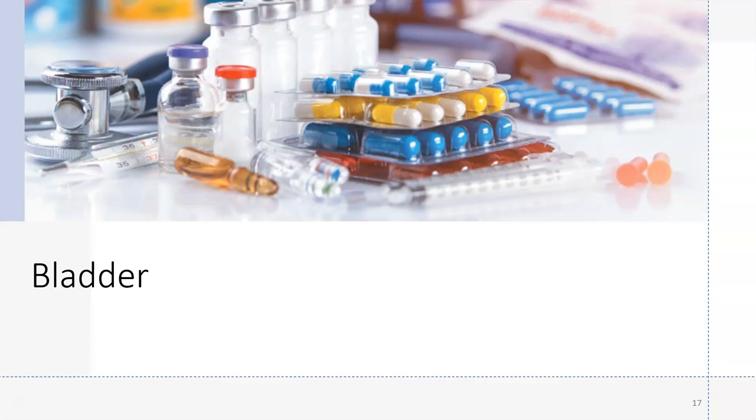Moving from the kidneys to the bladder is an expandable reservoir for temporarily storing urine. Diseases and conditions that affect the bladder include urinary tract infections, urinary tract pain, urinary retention, and OAB, which is overactive bladder. Drugs used to treat the bladder include antibiotic drugs, urinary analgesic drugs, drugs for urinary retention, and drugs for OAB.